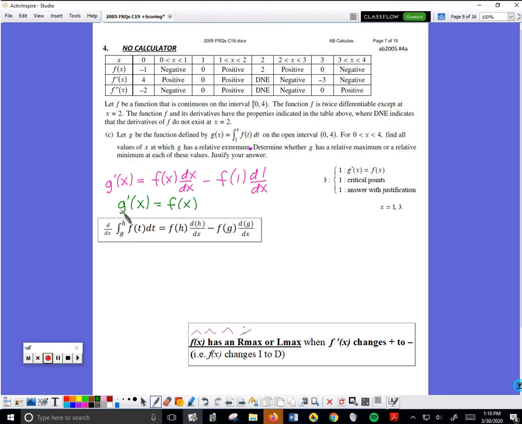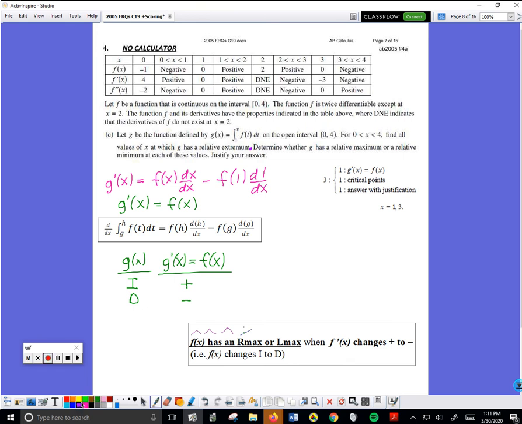So that means I've got to figure out where f changes from positive to negative. Danica's chart here would be helpful. So I'm trying to figure out where G has a relative min or max, which means I've got to study G prime, which is the same thing as f, changing from positive to negative or vice versa. So f changes from negative to positive at x equal 1. I have to justify my answer, so I want to write that out.